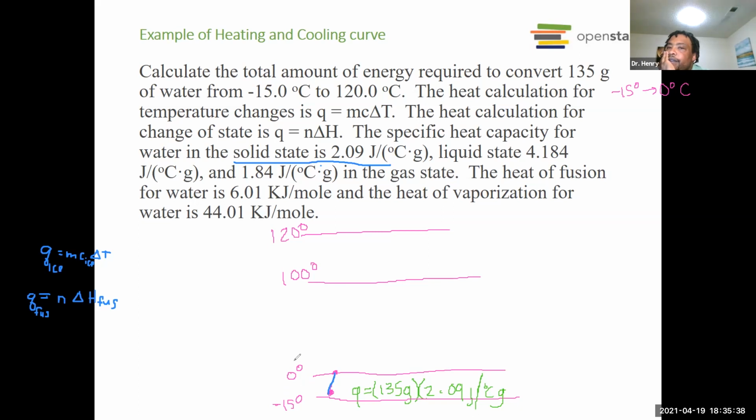So it'll be your final temperature, which will be 0 degrees minus -15 degrees. So it'll be plus 15 degrees. So in other words, times 15, right?